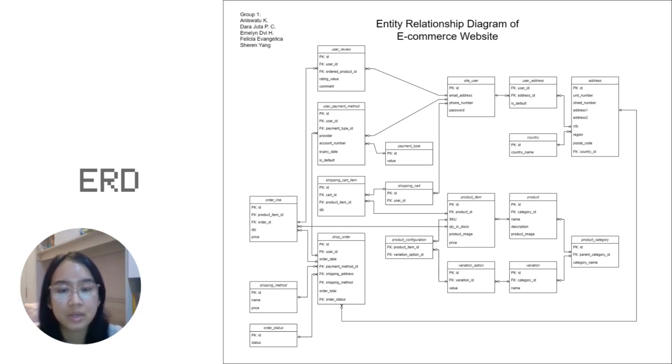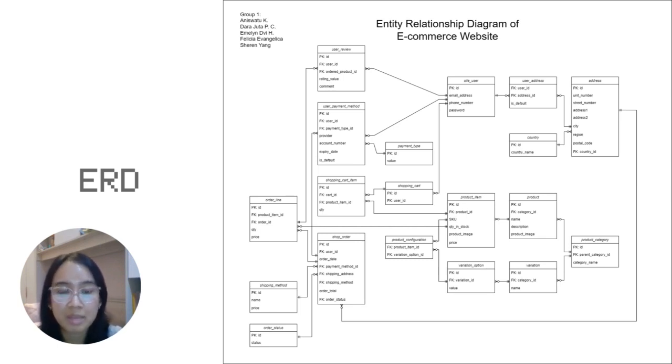And then payment type table. So it's a lookup table of payment types for the payment methods. It has ID, SPK, and value. So it's the payment type or details. For example, it could be credit card or PayPal.